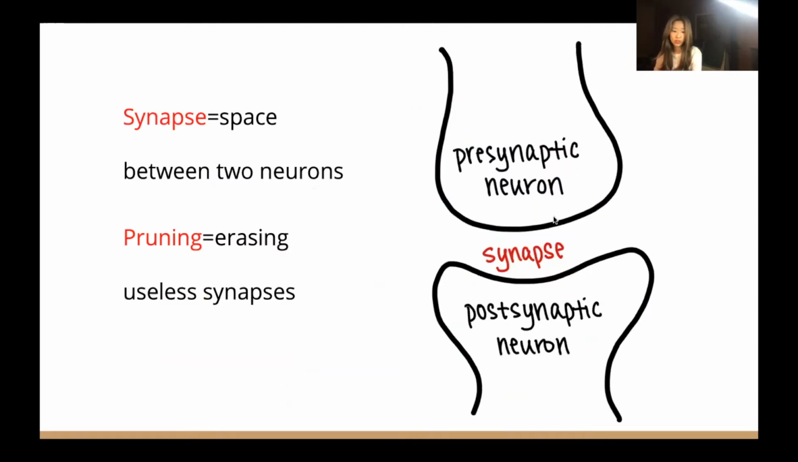So here, you can see two neurons that are not quite touching each other. The space in between them is called the synapse. It's important to have synapses that function well and to get rid of synapses that aren't. This is called synaptic pruning. So think of when you're editing an essay. You want to get rid of sentences that don't make sense, and you also want to add new ones that help strengthen your essay. That's basically what synaptic pruning is.